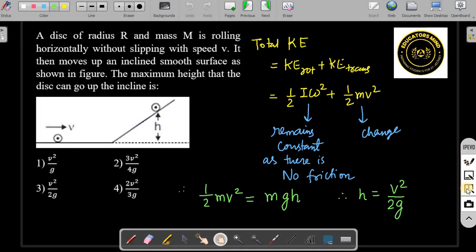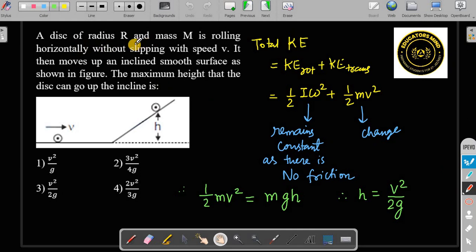Next question: a disc of radius r and mass m is rolling horizontally without slipping with speed v. You can see this is a small disc which is going, and this v is of course the velocity of the center of mass. It is climbing over this smooth inclined plane. What is the maximum height that the disc can go up the inclined plane?